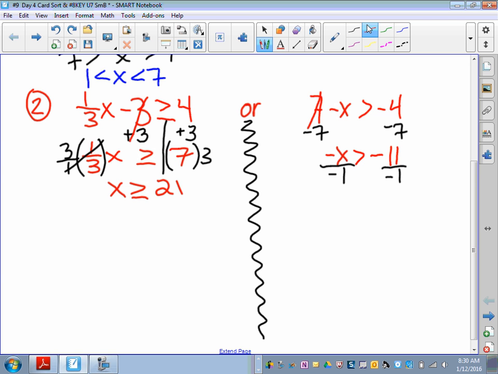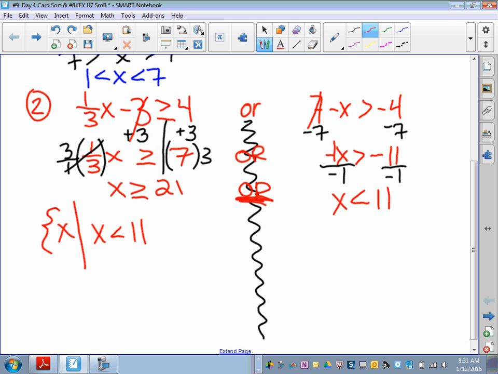And what must we do anytime we multiply or divide by negative? Flip the sign. So now I have positive x, negative 1 divided by negative 1 is positive 1x, and then positive 11. And I am missing one crucial piece to my answer here. What am I missing? Or, yes. Some of you guys forgot that very important word, or. So when we write this in set builder notation, we can write it just as one set builder. X such that x is less than 11. We like to go smallest number on the left. Or x is greater than or equal to 21.